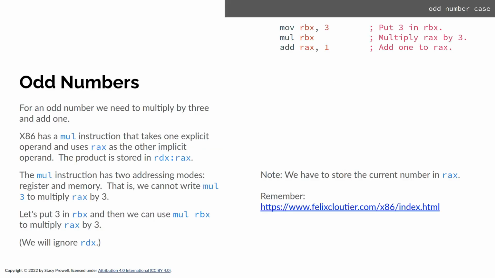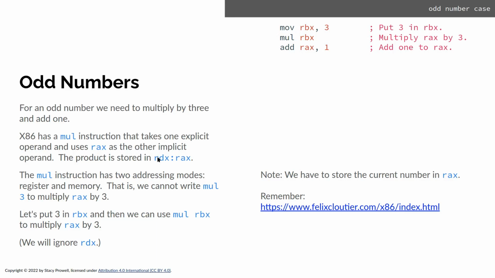So for odd numbers, we have to multiply by 3 and add 1. x86 has a mul instruction that takes one explicit operand and uses RAX as the other implicit operand. It's very similar to the way that div worked. The product is stored in these two. So a 64-bit register times the operand could be a bit more than 64 bits. The overflow goes into RDX. So if you had something in RDX and you do a mul, it's going to override it. So just be aware of that. It's not mentioned there. It's implicit, but that's how it works.